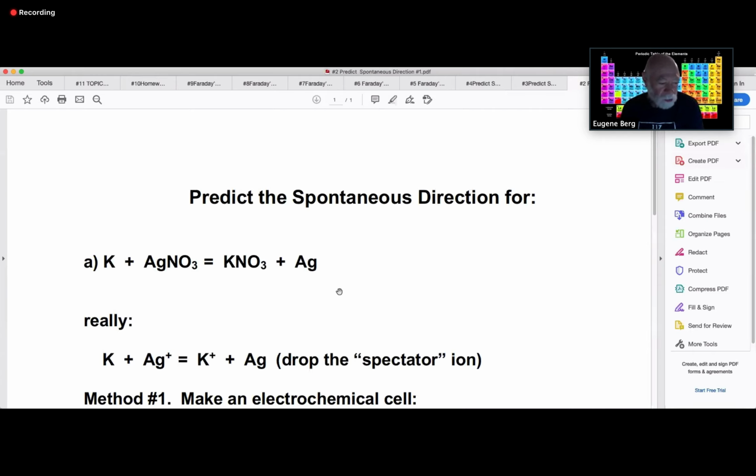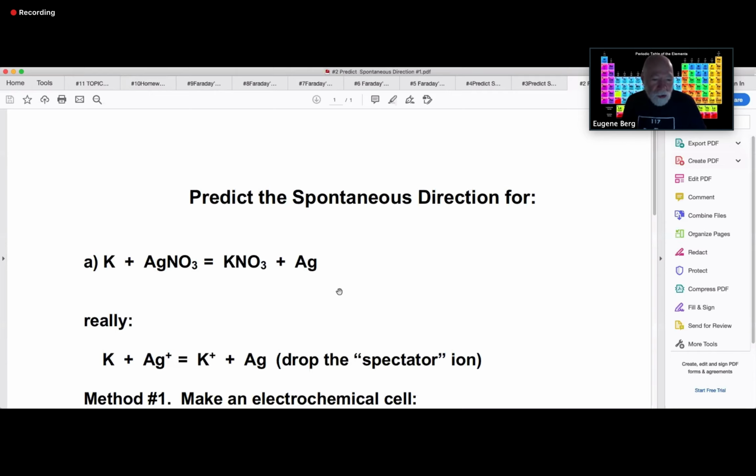So, for example, notice potassium's alone and then it is in a compound, so it's not a spectator. Same thing on the silver. It's in a compound and then is alone, it's not a spectator. But notice nitrate is the same on both sides. So therefore, it'll be easier to analyze if you eliminate the spectator and get down to the guts of the reaction, which is just potassium plus silver ions, gives you potassium ions plus silver.